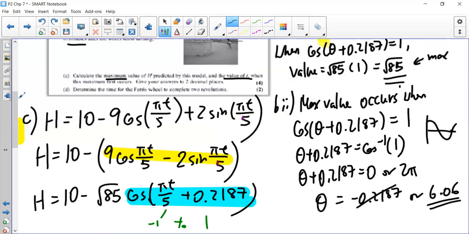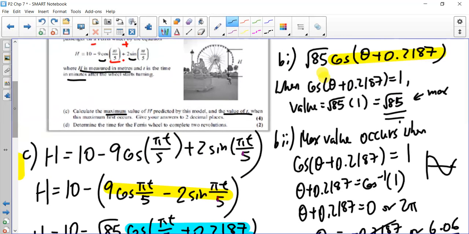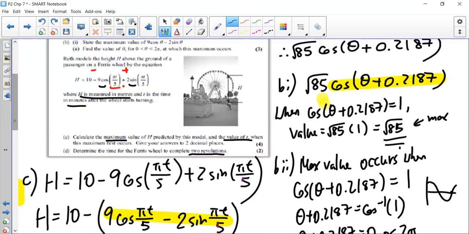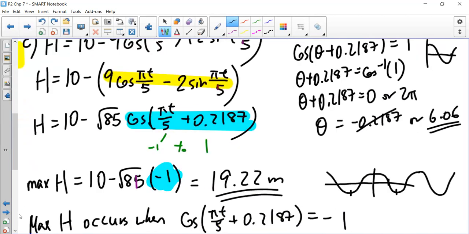So next, part D: determine the time for the Ferris wheel to complete 2 revolutions. This part is tricky. Now I want you to think about how the 2 revolutions reveal information about the variables that we have. So what does this information reveal? You can have a go, of course, you can try the question. So here's the answer to this.